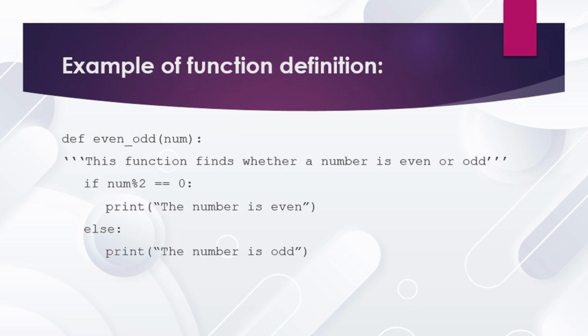In this example, the def keyword indicates the beginning of a function definition. The function is named even_odd, followed by parentheses that contain a single parameter num, and ending with a colon to mark the start of the function body. A docstring is provided using triple single quotes, describing that the function is designed to determine whether a given number is even or odd. The main logic follows the docstring. It checks if the number is divisible by 2, and if true, it is identified as even. Otherwise, it is classified as odd.